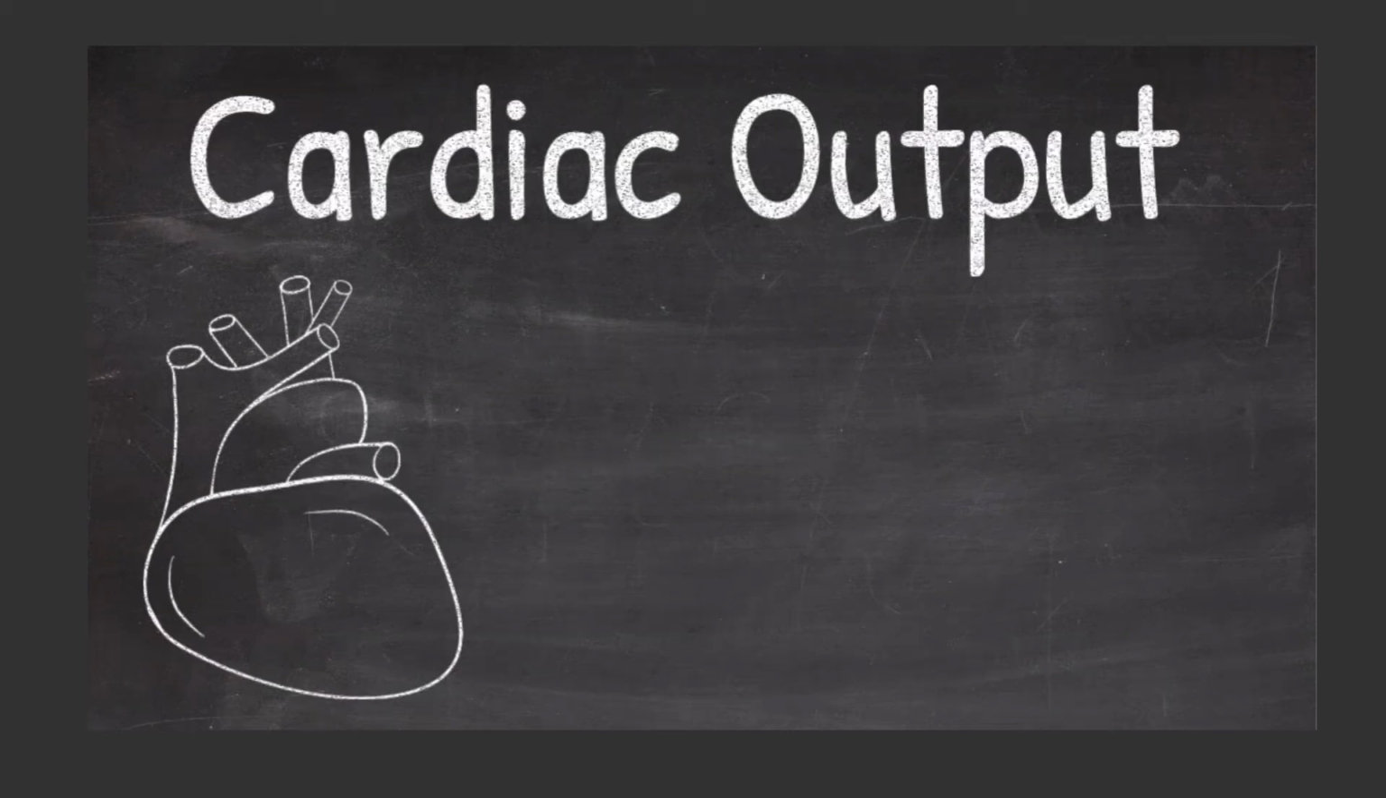The goal of this video is to assess the efficacy of the heart, specifically if the left or right ventricle is pumping an adequate amount of blood per unit time. Cardiac output is the volume of blood ejected from one ventricle per unit time. So we'll just use the left ventricle as an example.